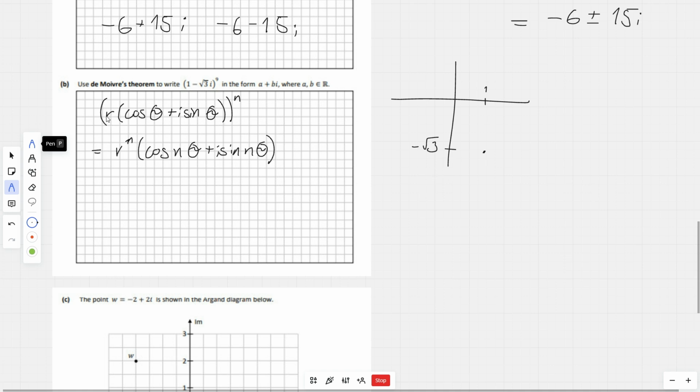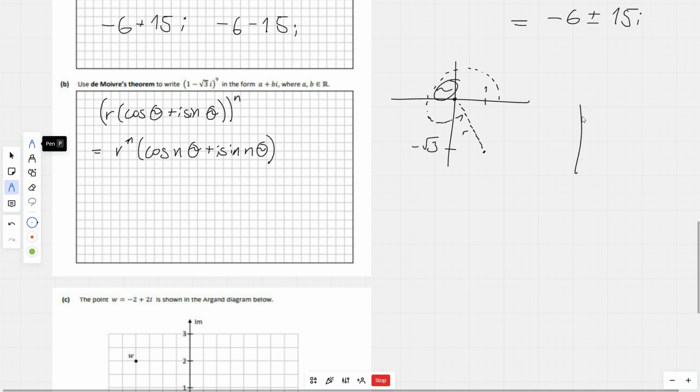So r will be the distance from the origin. So this here will be r. And then theta will be the angle from here all the way around. So we always start measuring here and we go up. So this angle all the way around, all of this will be theta together. So let's find both of those.